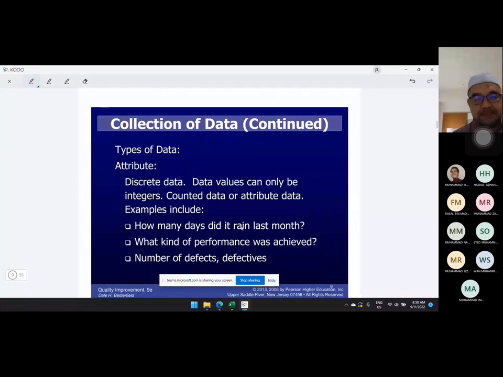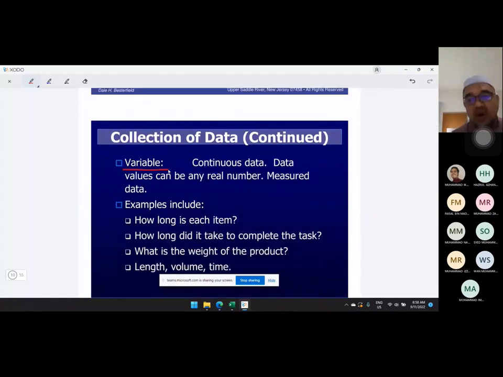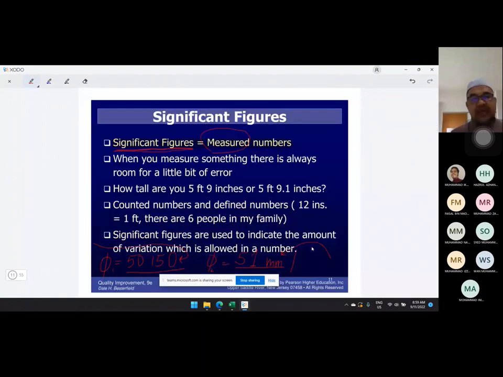Another type of data is variable, and this is, as you mentioned just now, continuous, or measurable. So we need an instrument like a vernier caliper, like a tensile testing machine, to measure the attributes. So how long is our shaft? How long does it take to complete the task? By stopwatch. What is the weight of our product? So these are all variable data. Okay, so make sure you know this.